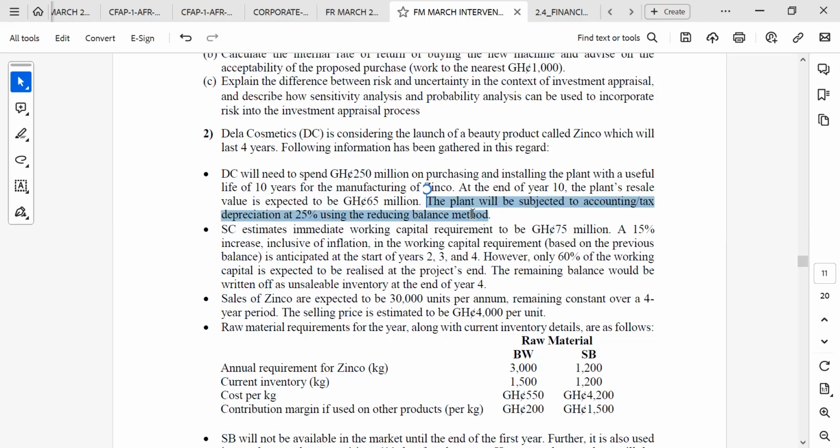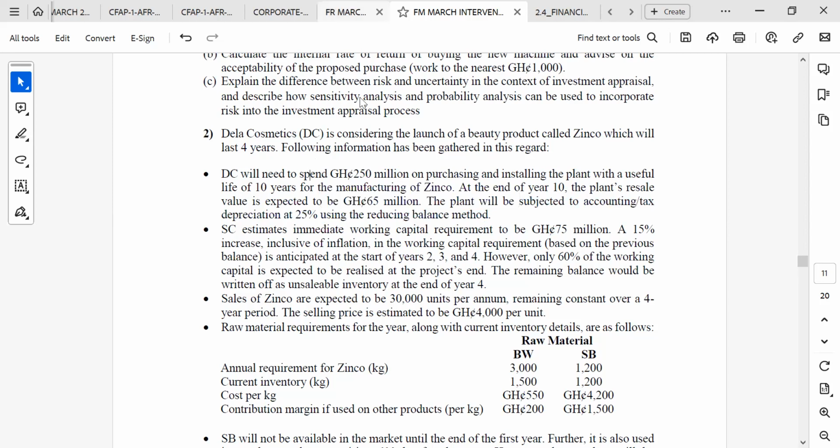So the plant will be subjected to accounting or tax depreciation at 25% using the reducing balance method. So this will be the depreciation rate that you'll be using because it is the tax authority that will be granting the capital allowance. So you use the 25%. Most always use the rate given by the tax authority. If that particular rate is not available, then you assume that the tax authority is also granting the capital allowance like the way the company will also be doing it. Then you use a useful life.